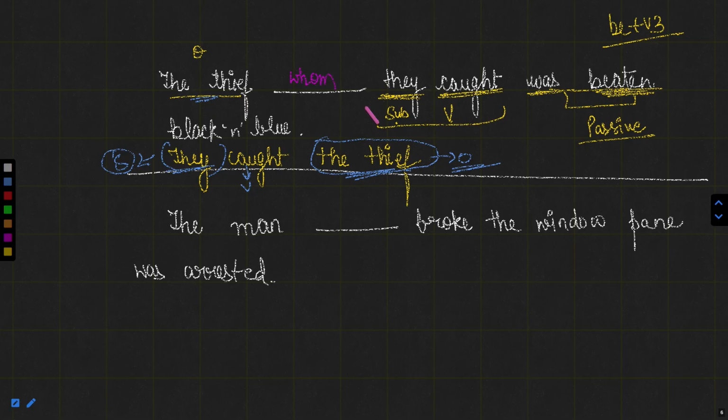Okay. Now, if we see another sentence here, "the man". I cannot conclude here whether it is the subject or not. Now, "the man dash broke the window". Now, "broke" is the verb. And who did this work? The man. And if the man has performed this action, obviously one who performs the action is known as the subject of the sentence. So the man is the subject of the sentence.